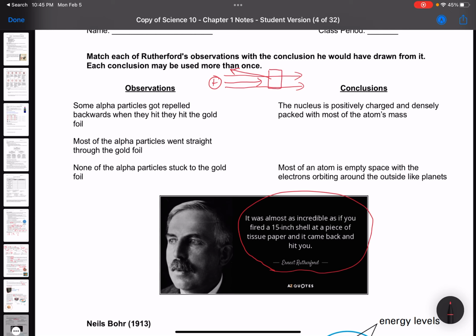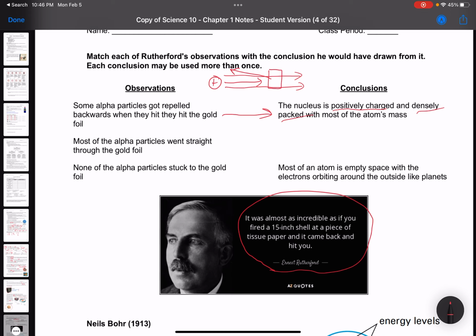All right. So some alpha particles got repelled backwards. That would go with this conclusion right here. For that to be able to happen, the nucleus has to be positively charged and it has to be densely packed. Imagine running into something and getting shoved completely back. Whatever you ran into is going to be pretty solid. So that's what he said. For this to hit and bounce back like that, whatever it hit is very densely packed, and he also knew it had to be positively charged. If it was negatively charged, when you shoot something positive at it, it would just stick to it. It wouldn't get pushed backwards.